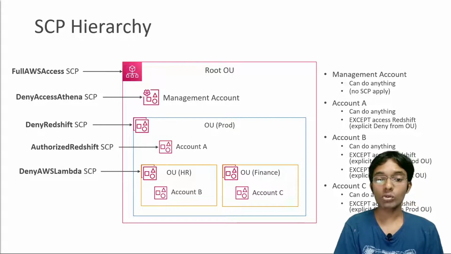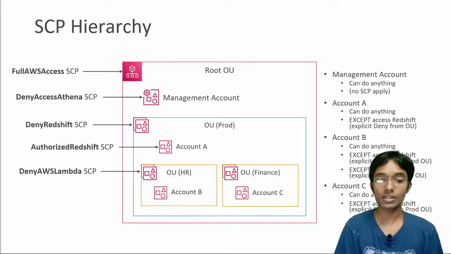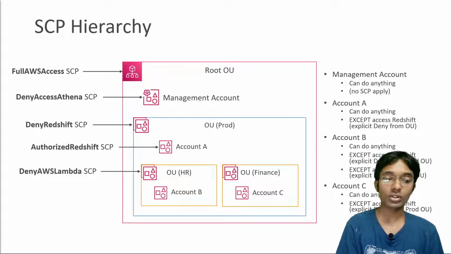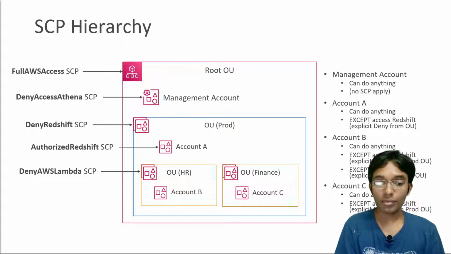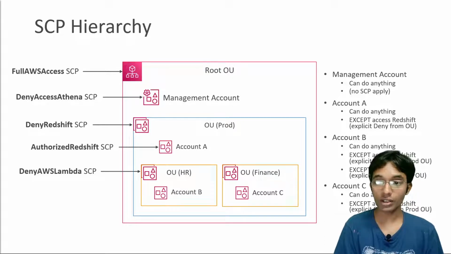So the full AWS access service control policy, but then it will also inherit some other service control policies. So we will have a deny redshift service control policy that's applied on the organizational unit production. And even though we have attached an authorized redshift service control policy to account A directly, because we have an explicit deny from the organizational unit production that has been inherited, account A cannot access redshift.